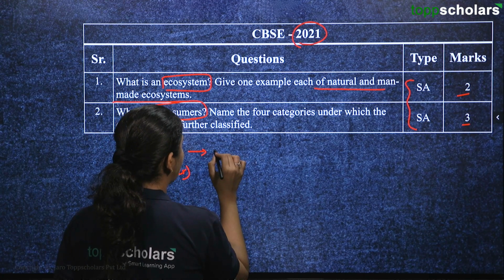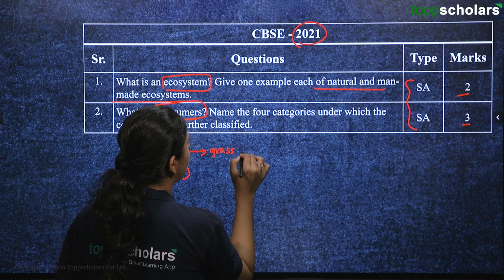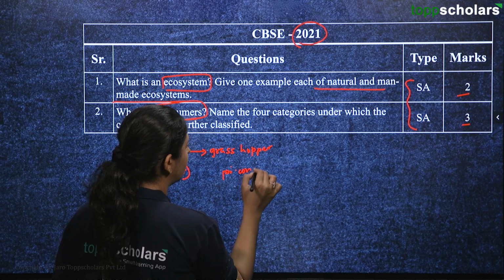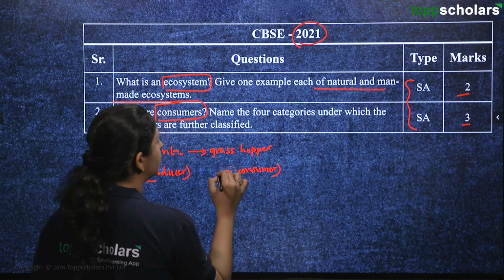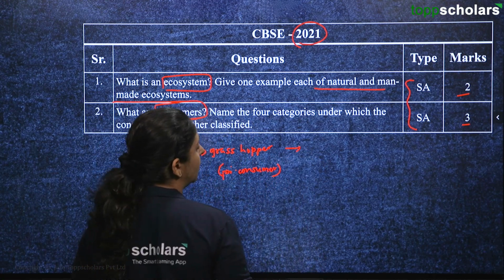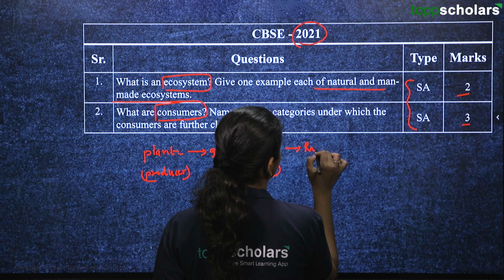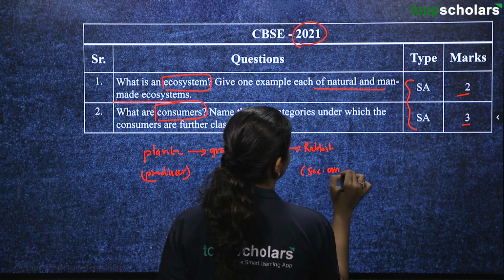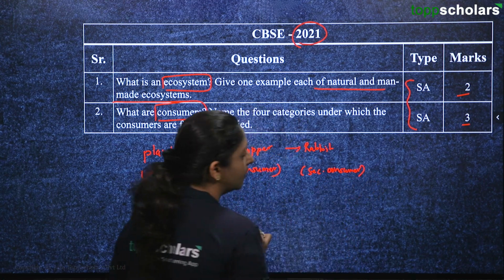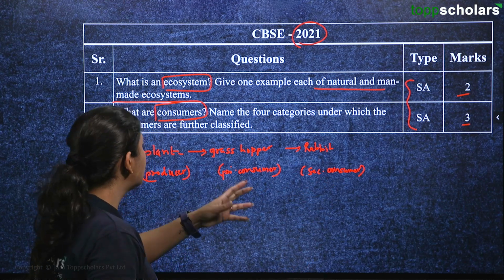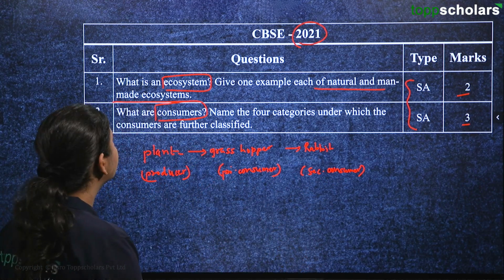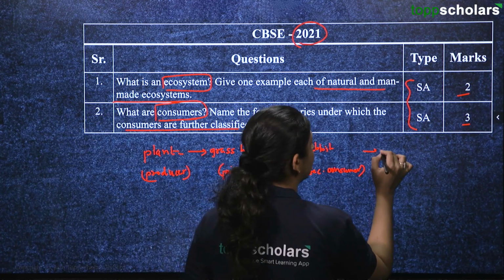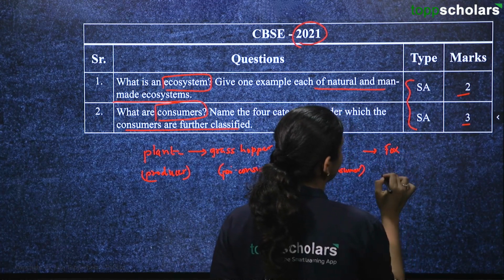For example, here we have a grasshopper. The grasshopper becomes the primary consumer, as it is consuming the producer. Like this, we have another organism consuming the grasshopper. Let's say it is consumed by a rabbit. So the rabbit becomes a secondary consumer. So the consumer is going to consume the organism. Name 4 categories under which the consumers are further classified. Primary, secondary. Let's say the rabbit is eaten by a fox. So tertiary.